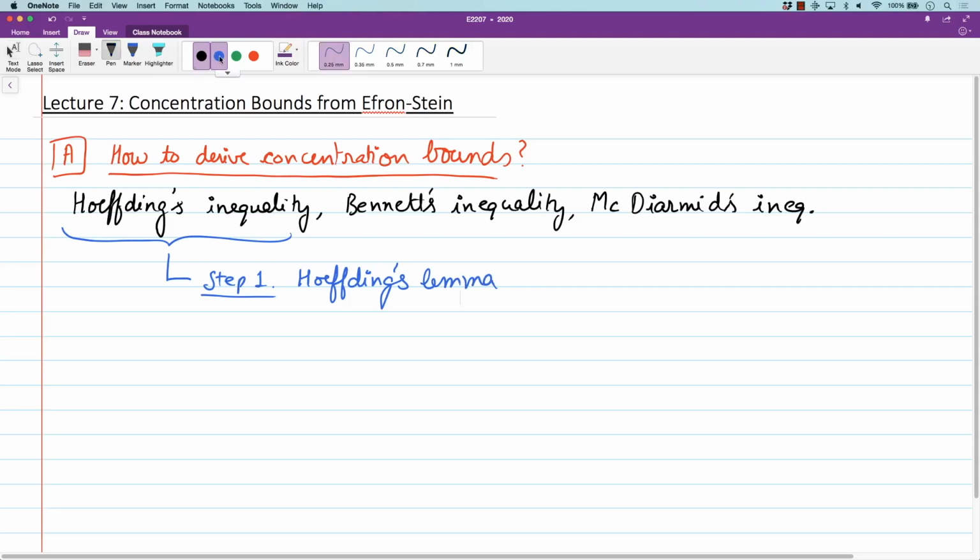Here what we saw was that if you have a random variable x that takes values in a and b, then let's look at its centralized log moment generating function. So psi of x minus expected value of x, at lambda, we saw is less than or equal to lambda square by 8 times (b minus a) square. That's what we showed.